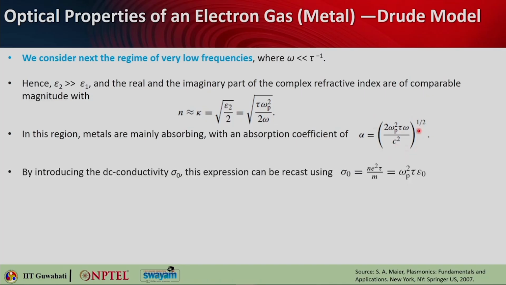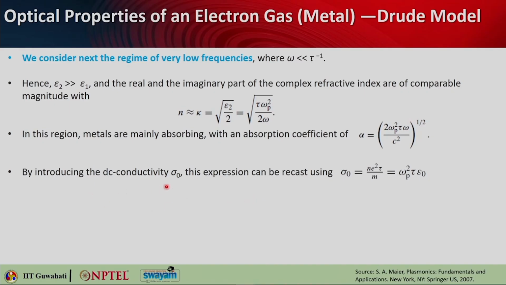We are not going into the derivation of each of these because that will be time consuming. I just want you to understand the physics, in what region the metal is reflective and in what region it is absorptive. That will tell you the overall behavior of the metal in a particular electromagnetic field.